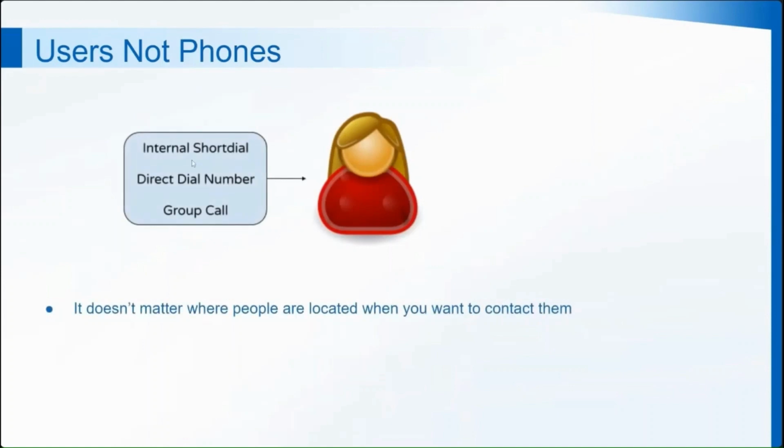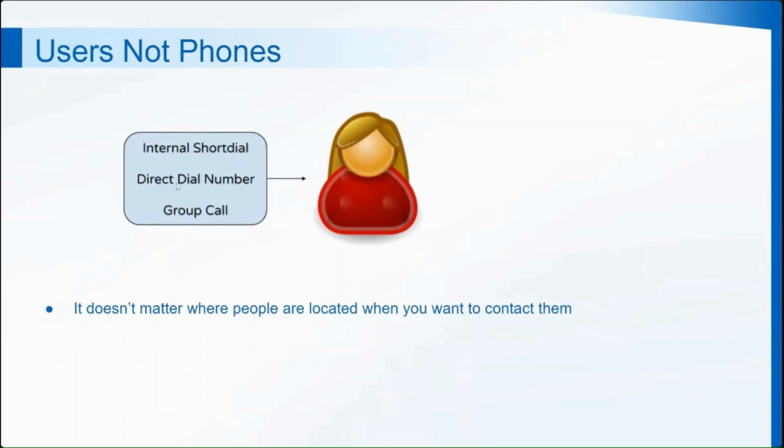The main thing to think about on Surgery Connect is actually users rather than phones. So if your surgery has phones installed, they won't have their own extension numbers. It will rely on a user logging into the phone to give it their short dial number. So each user on Surgery Connect will have their own internal short dial. So that will be an extension number that's specific for you and will follow you around no matter where you log in to Surgery Connect.